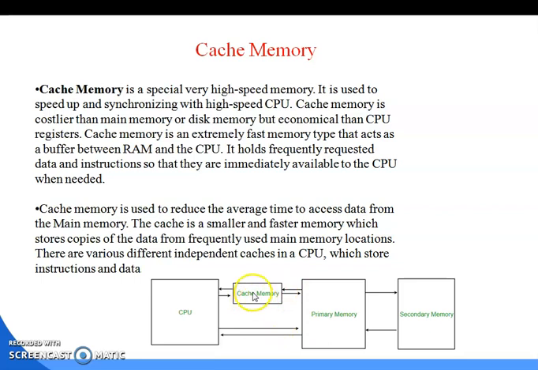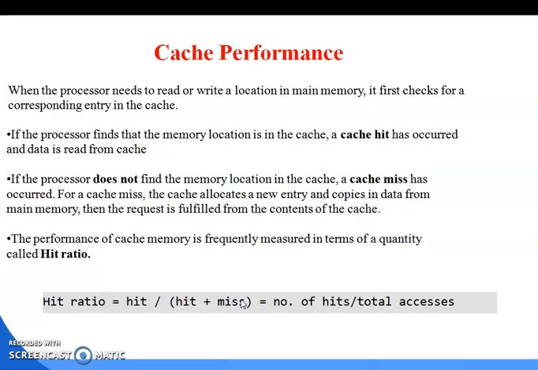Now cache memory is faster than the main memory because it is a very small register. Whatever data is stored in the primary memory, one copy of it is automatically transferred to the cache memory, and the processor always first tries to access the data from the cache memory. If it fails to retrieve the data from the cache memory, then it will move to the main memory to retrieve the same data. Right? So that's what the cache memory is used for.